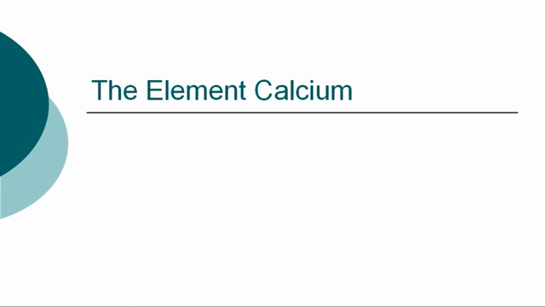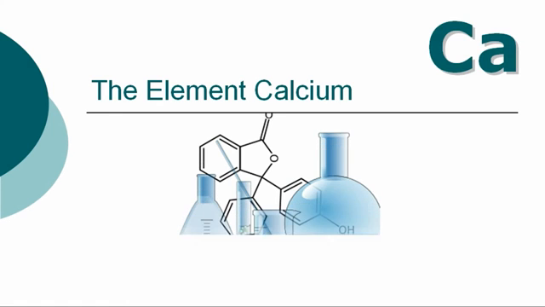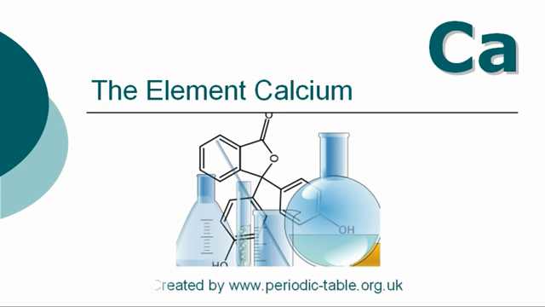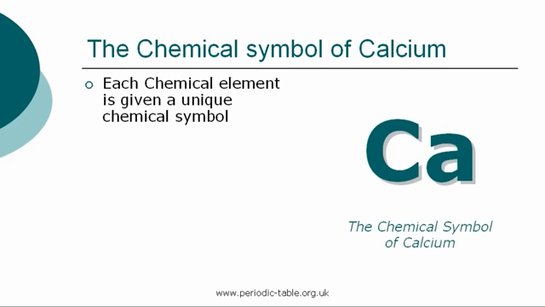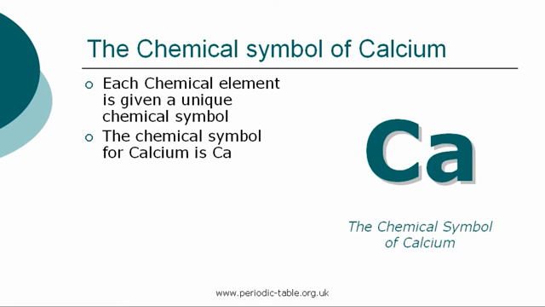This short, simple guide to the element calcium will provide facts and information for chemistry students who are learning about the periodic table and, in particular, the element calcium. Each chemical element is given a unique chemical symbol, which is used all over the world. The chemical symbol for calcium is Ca.